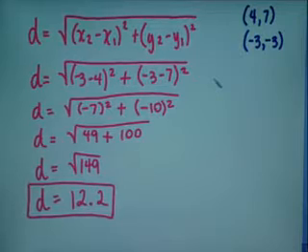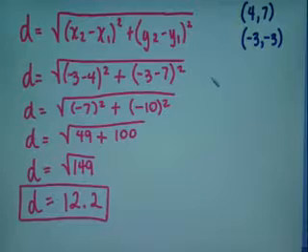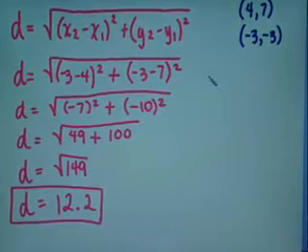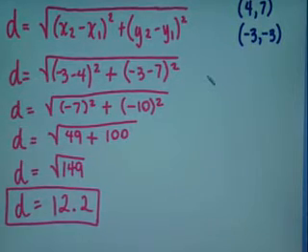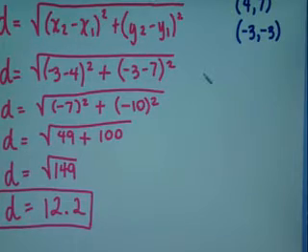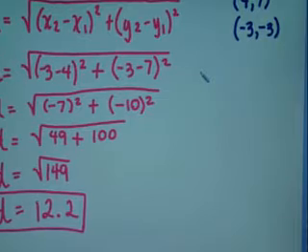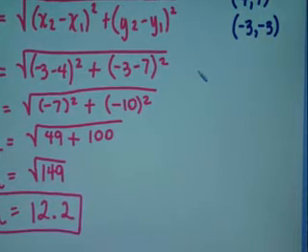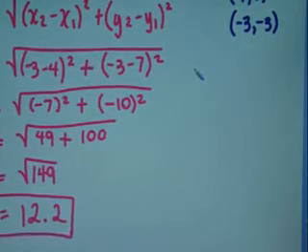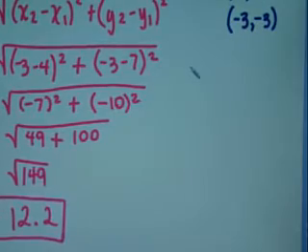If we use the 2 points we saw earlier on the coordinate plane, (4, 7) and (-3, -3), we can plug these into our distance formula. If we subtract our x's, we get -7. We subtract our y's, we get -10. If we square our -7, we get 49, plus -10 squared, which is 100. When we add those 2 numbers together, we get the square root of 149. So our distance is 12.2.